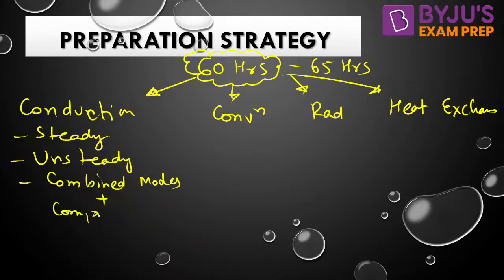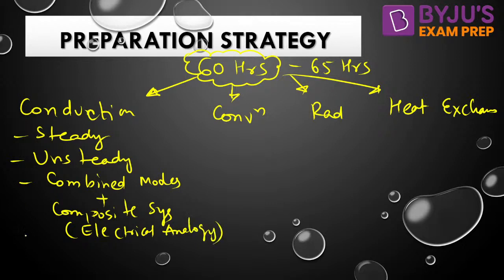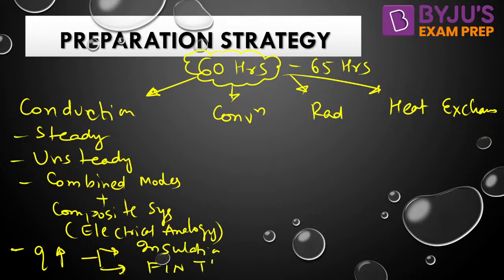Composite, that is about the circuit diagram, electrical analogy, how to analyze the composite system involving combined modes of heat transfer using the electrical analogy. And then other than that, the methods to increase the heat transfer rate. The various methods to increase the heat transfer rate. One is the insulation method, another is the fin theory. So that covers the entire conduction portion.